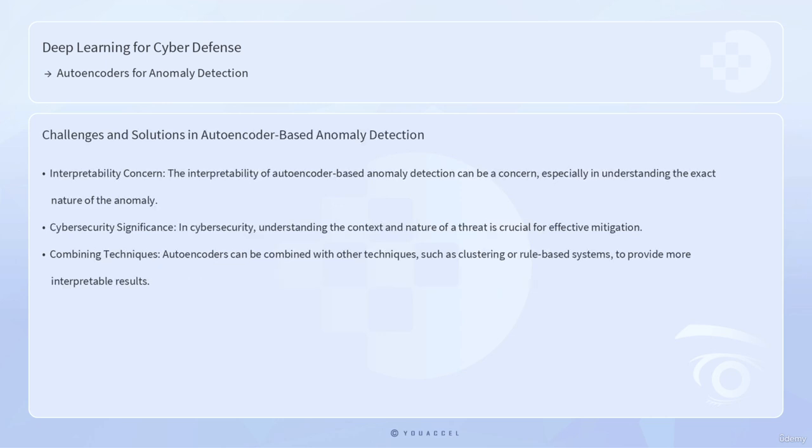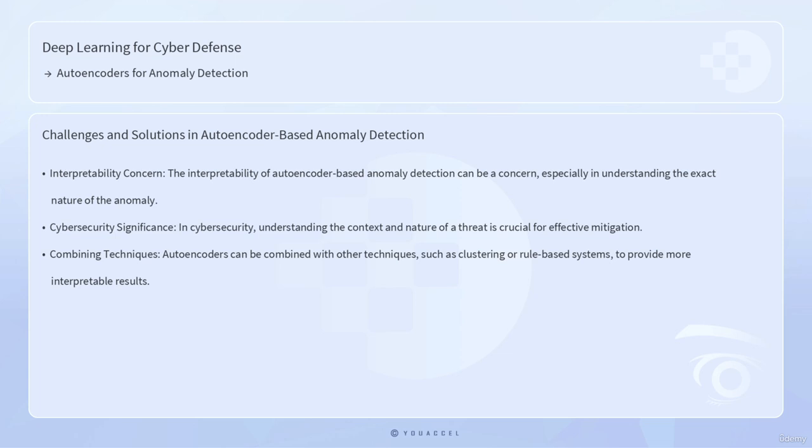Furthermore, the interpretability of autoencoder-based anomaly detection can be a concern. While these models can effectively flag anomalous data points, understanding the exact nature of the anomaly or the underlying cause can be challenging. This is particularly significant in cybersecurity, where understanding the context and nature of a threat is crucial for effective mitigation. To address this, autoencoders can be combined with other techniques, such as clustering or rule-based systems, to provide more interpretable results.